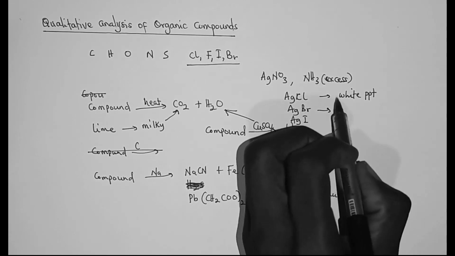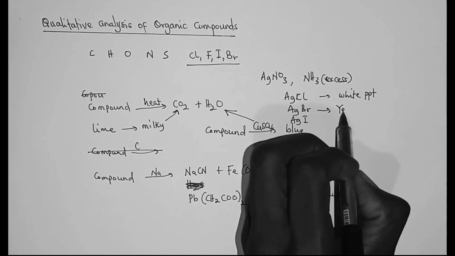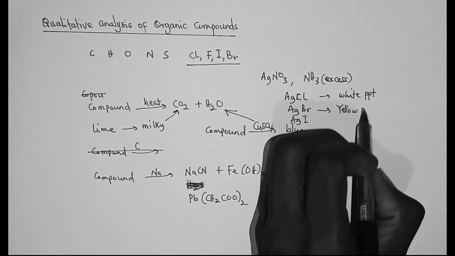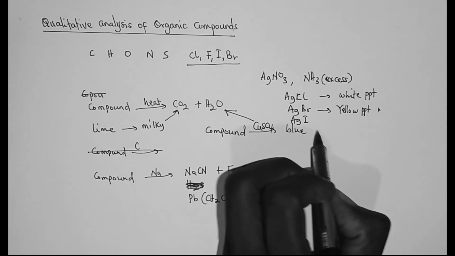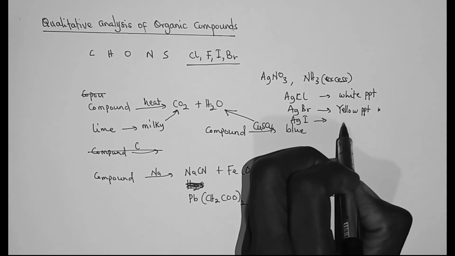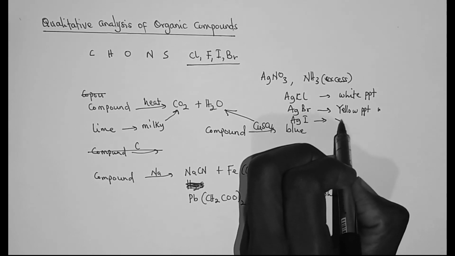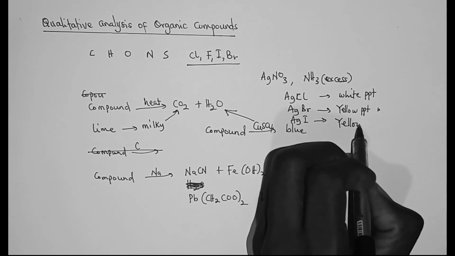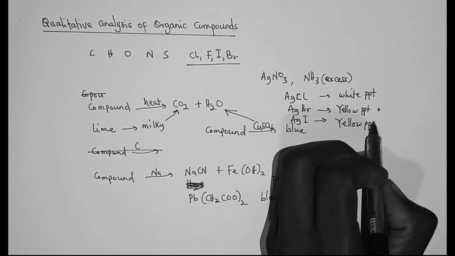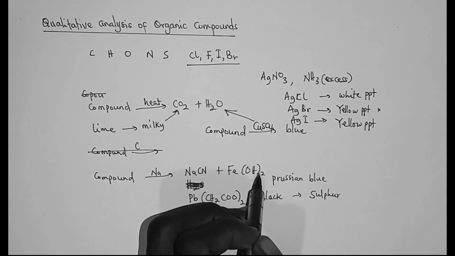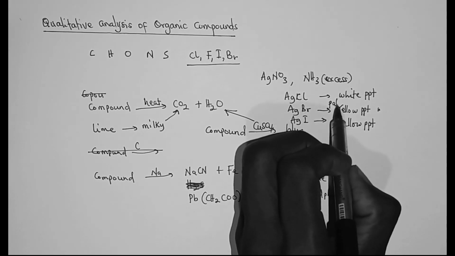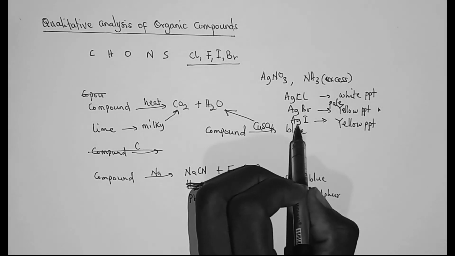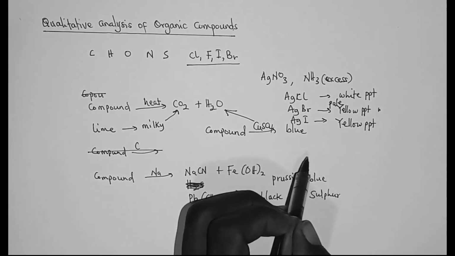And then for the bromine, you will see a yellow precipitate, which is insoluble in excess ammonia. And then for the iodine, you are going to see the presence of a yellow precipitate which is also insoluble in excess ammonia. So sorry, for the silver bromide, it is a pale yellow precipitate. And then for the silver iodide, it is a yellow precipitate.